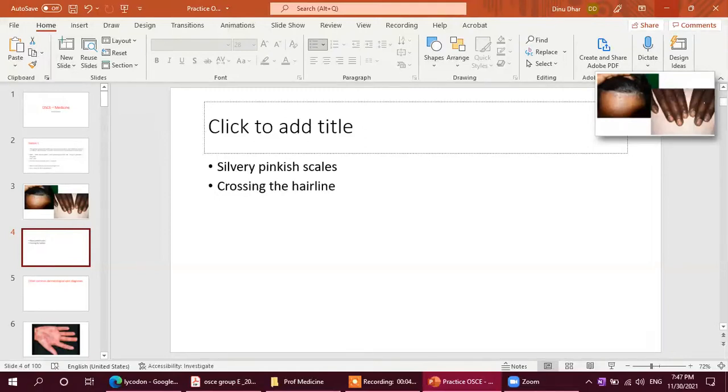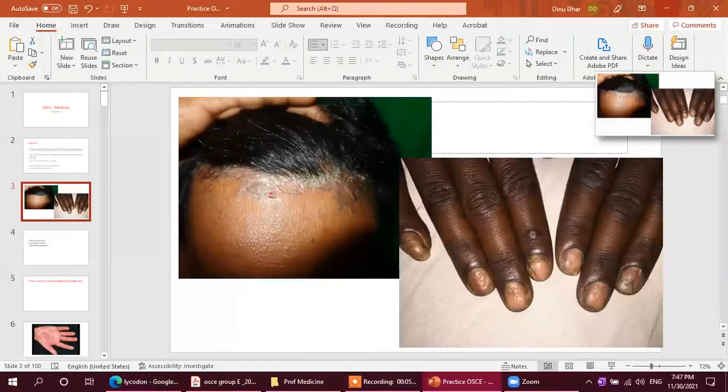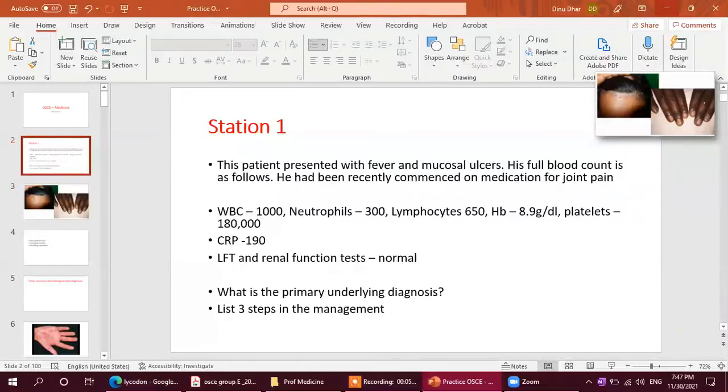Okay. Now let me put this case as a question which you can attempt. This patient with psoriasis was recently commenced on medication. You can see that there is quite severe neutropenia, where the absolute neutrophil count is less than 500. And the patient has fever and a high CRP. So the picture that we see is clearly that of neutropenic sepsis.